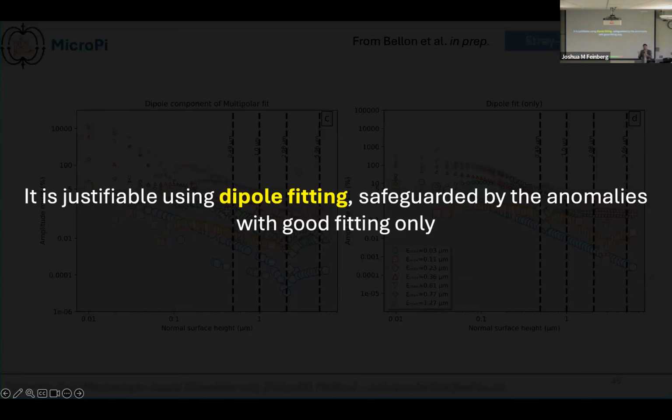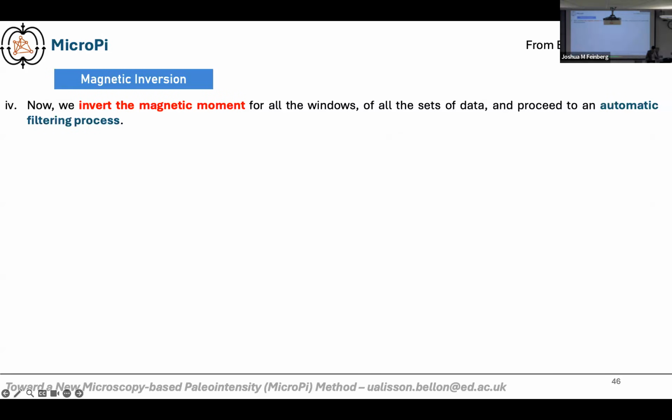If the window has a poor inversion, like a poor R-square, we just chopped it away. We don't look at that because there are many problems already to be accounting for than putting bad inversion results in your data. So now we invert the magnetic moment for all of the windows across all of the data sets. So for AF demagnetization, ARM acquisition, and IRM as well. And we only get the windows.